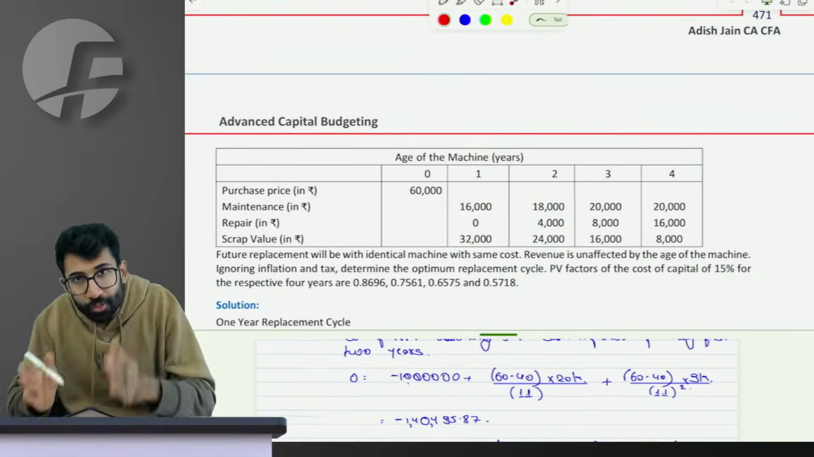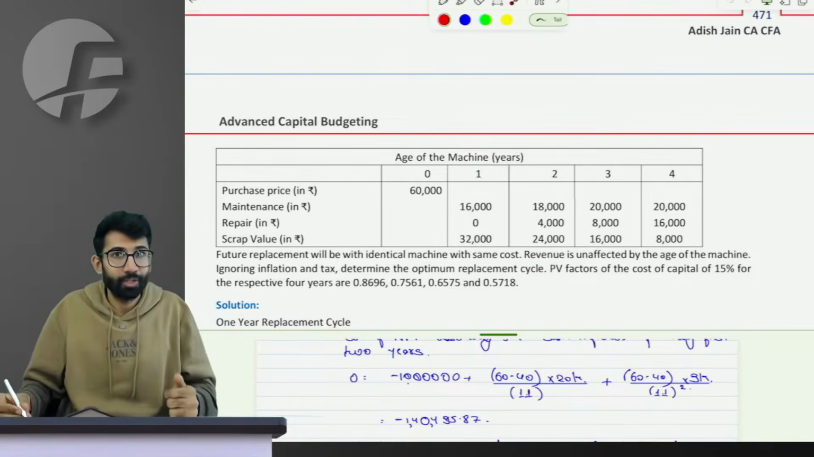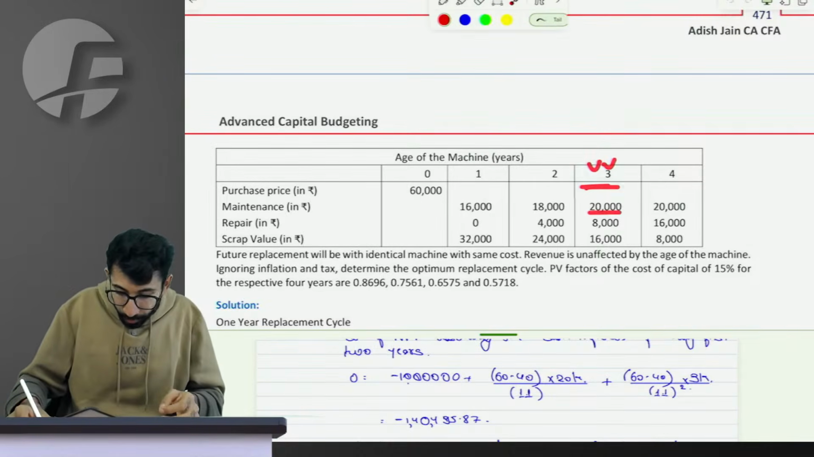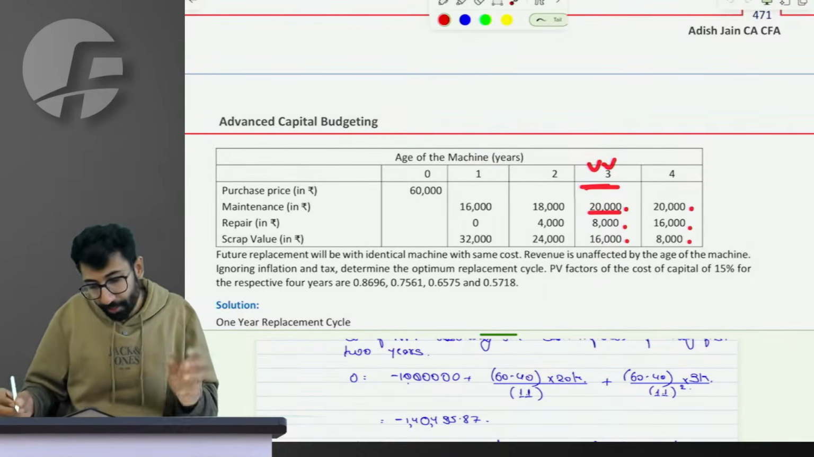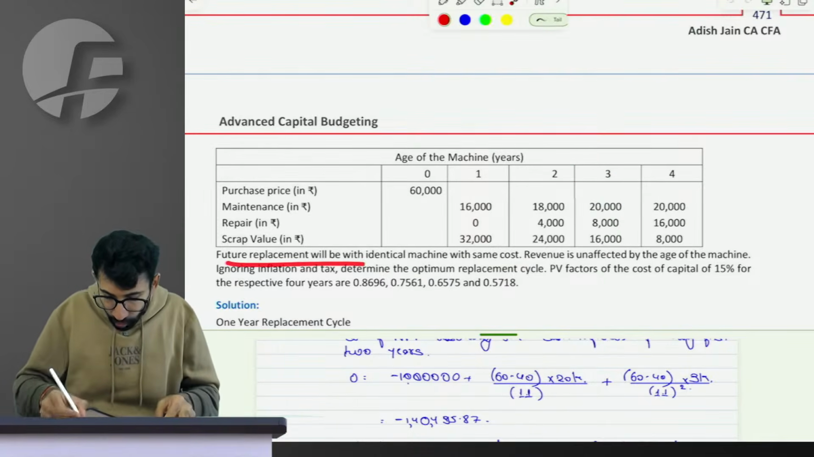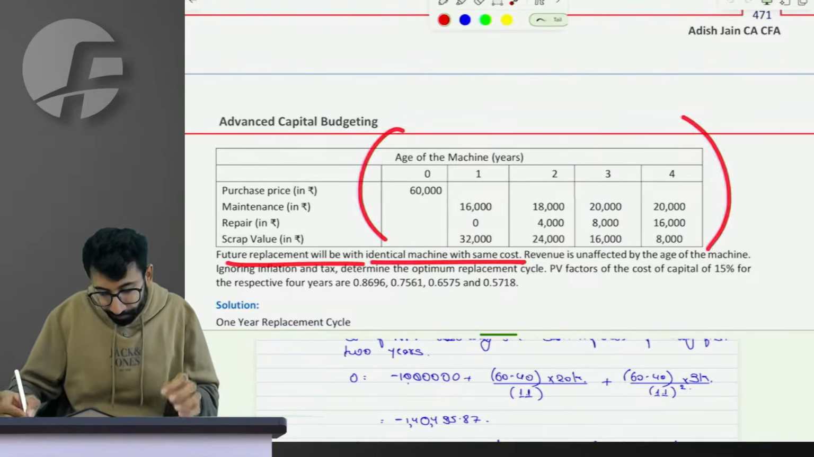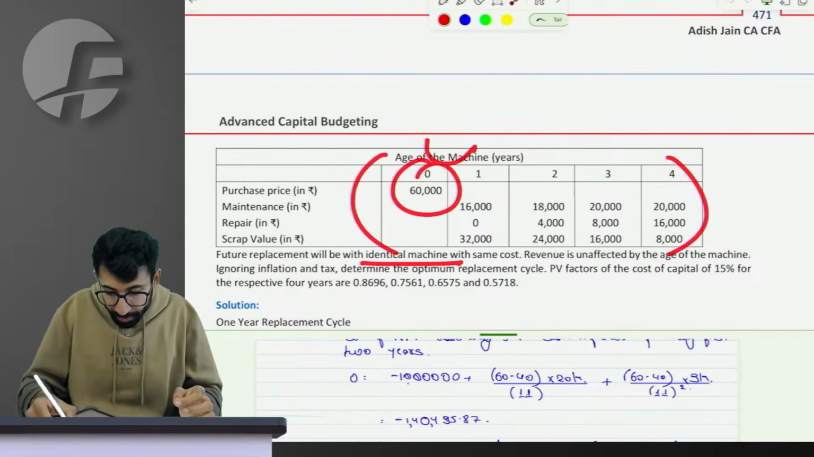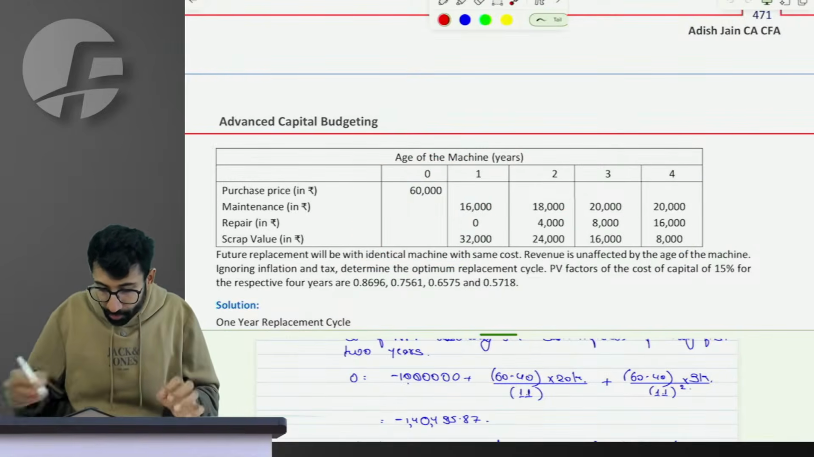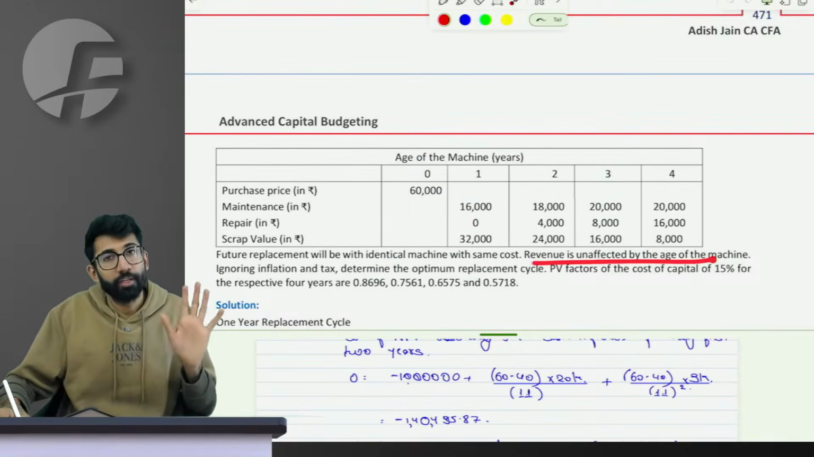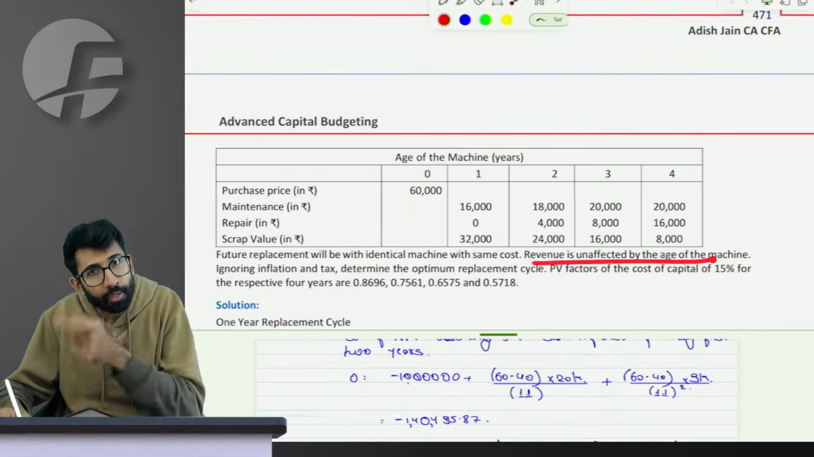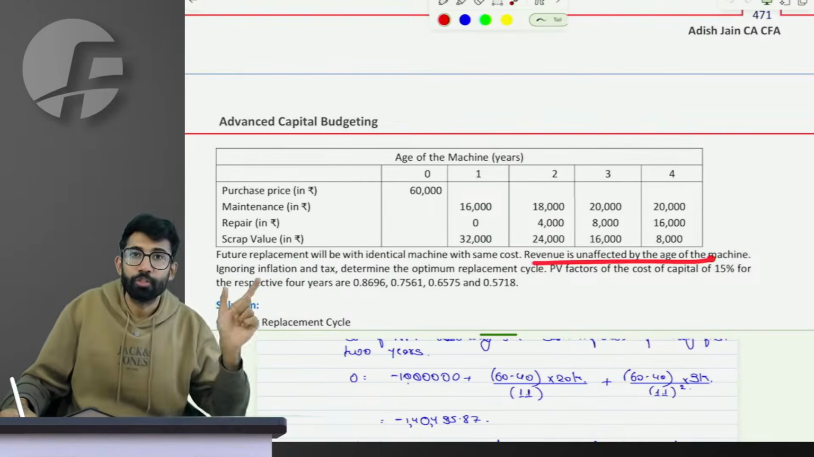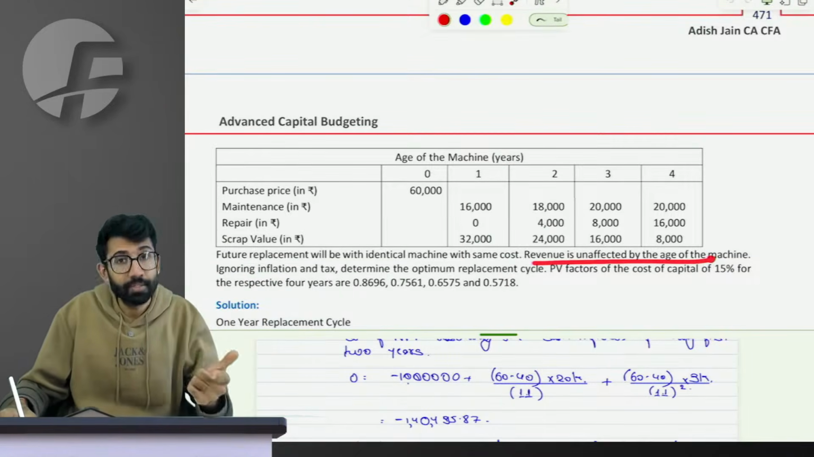I'm trying to fit this question to the concept that we have learnt, if you all realize. Yes, in the third year I have to incur this maintenance, repair, and salvage. Let's assume that future replacement will be with an identical machine with the same cost of 60,000 and the same repairs and maintenance cost. Revenue remains unaffected: whether you buy old, buy new, or continue to use old, revenue remains the same. So you ignore the revenue and work only on the cost. Lower cost is better because revenue is assumed the same.